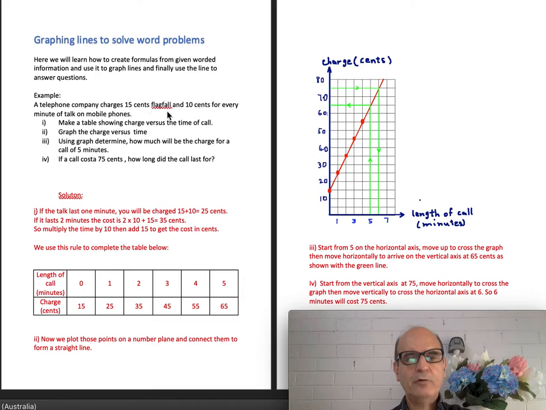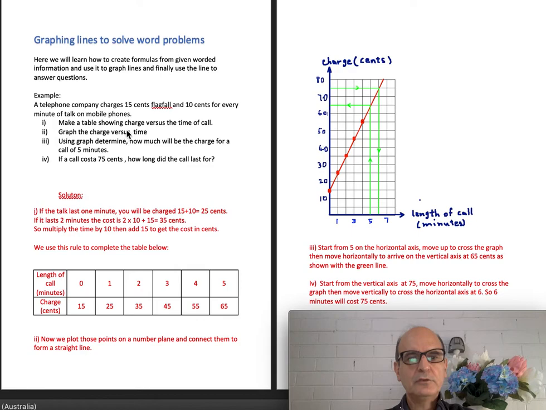So flagfall is the amount you pay for any call, regardless how long that call lasts. So that is, in this case, 15 cents. And then for every minute you are talking, you are paying also 10 cents.